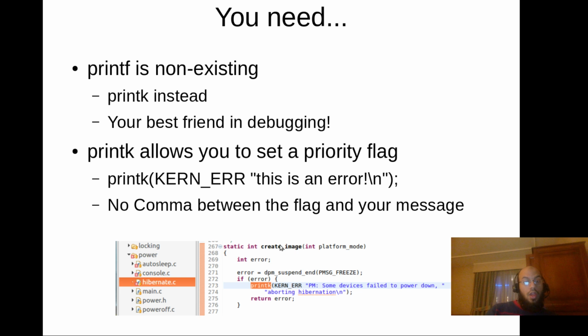computer. And you can see that in this example, some devices failed to power down, and that basically means that your system cannot hibernate. So this is actually the hibernation code that is used on your computer. When you hibernate, this is the file that actually hibernates your computer, and this is what happens if you get an error in your hibernation.